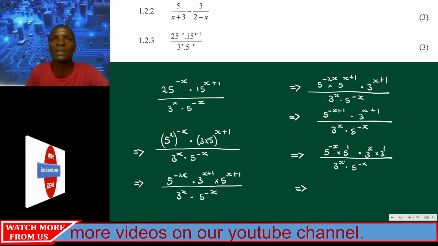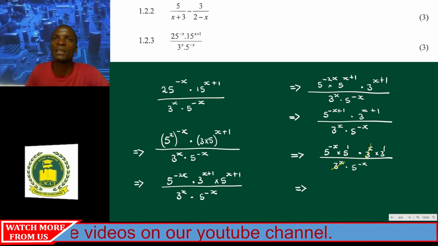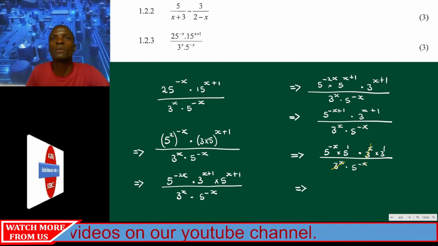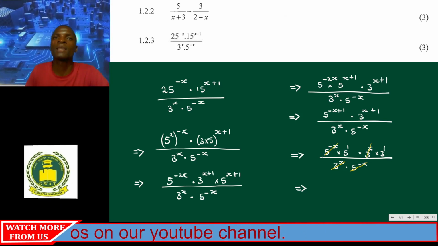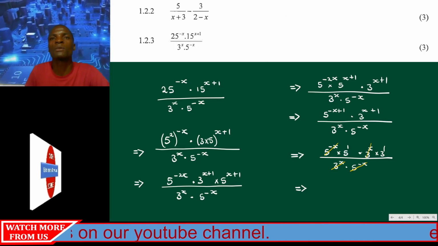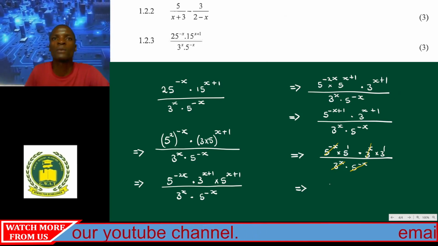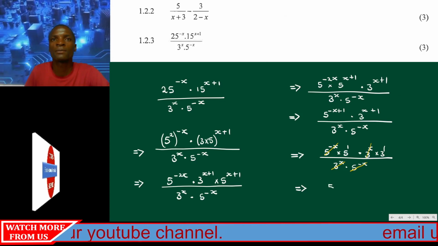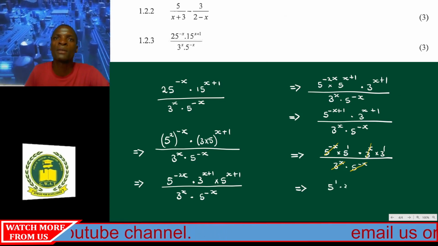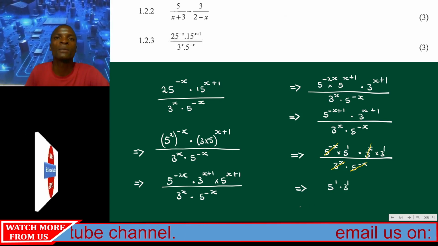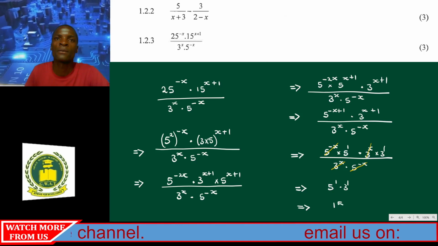You'd find out that there is 3 to the power x in the denominator and 3 to the power x in the numerator. There is 5 to the power negative x in the denominator and 5 to the power negative x in the numerator. But what we are left with becomes our answer, and it is not cancelled, so we are left with 5 to the power 1 multiplied by 3 to the power 1, which gives us an answer of 15.